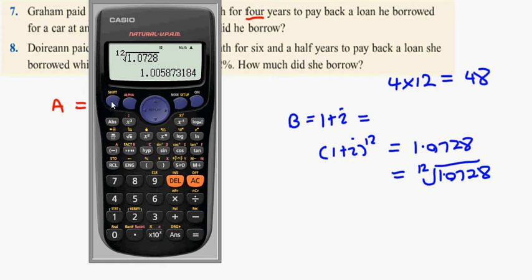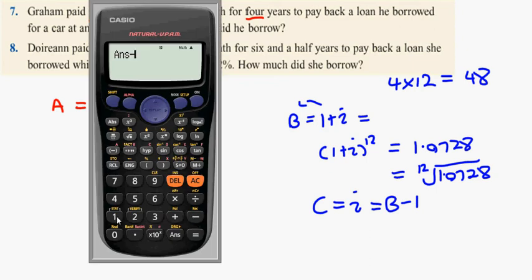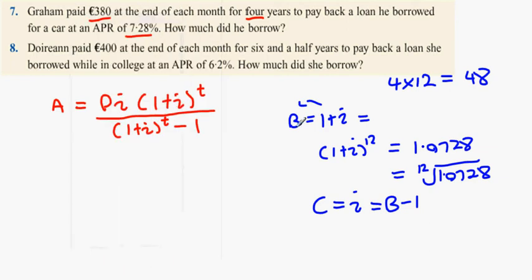Okay, so shift star B. That's my B value. Now my C value is the I value on its own, and when I bring the 1 over to your side, it's going to be B minus 1. So I'm just going to put B minus 1 into the calculator, take away 1 to get your C value, and so we're going to shift star C value.